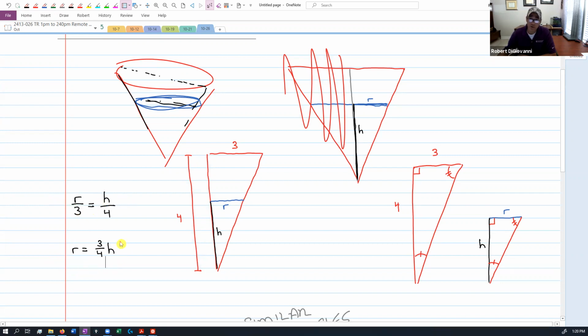And this should be a true relationship as long as the water is inside that cone that we're talking about, right? The one that's 4 high and 6 wide. As long as that's the cone we're talking about, this should be the relationship. And this is great because now I have a way of replacing R in that formula earlier with something that has H instead.